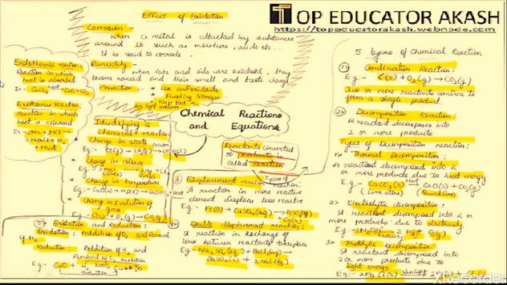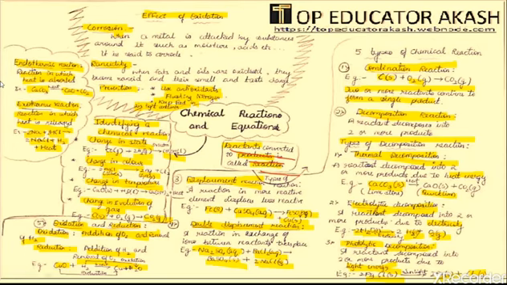Now the next main reactions of heat are the endothermic reaction and the exothermic reaction. A reaction in which heat is absorbed is called an endothermic reaction. Example: CaCO3, that is calcium carbonate. When it is brought under heat, then CaO, that is calcium oxide, and carbon dioxide are formed.